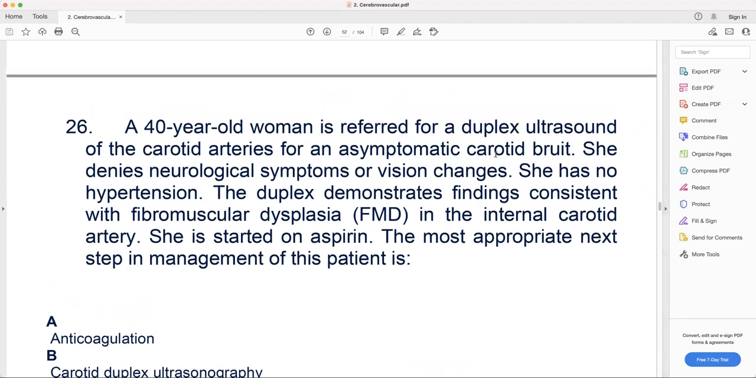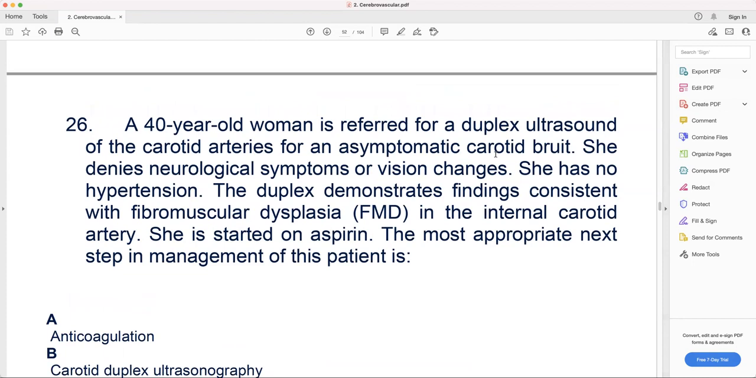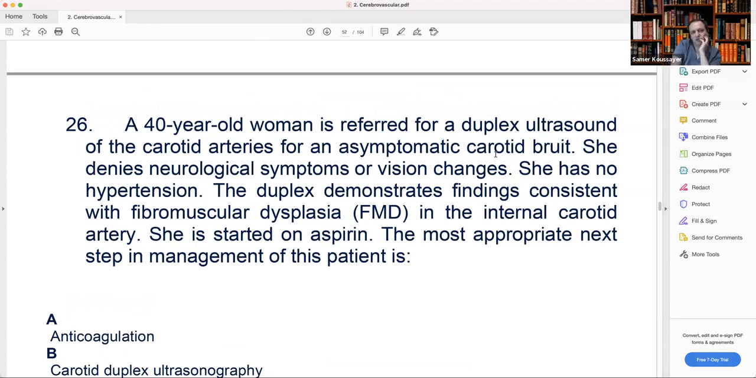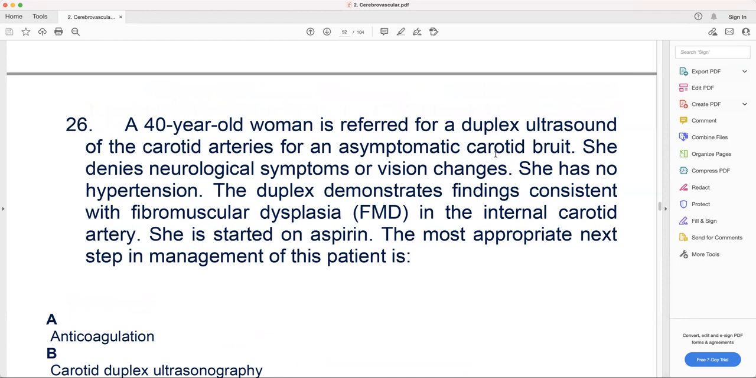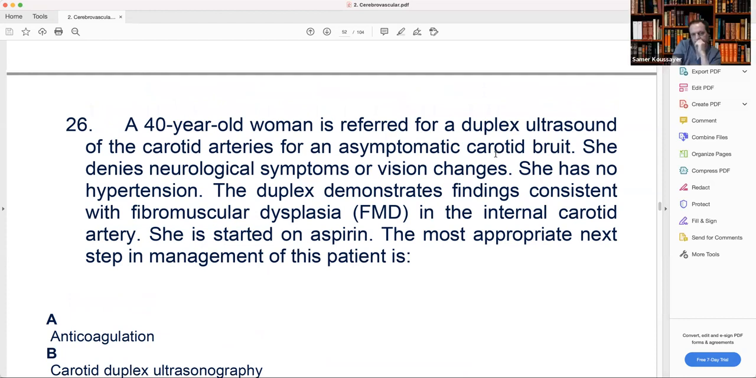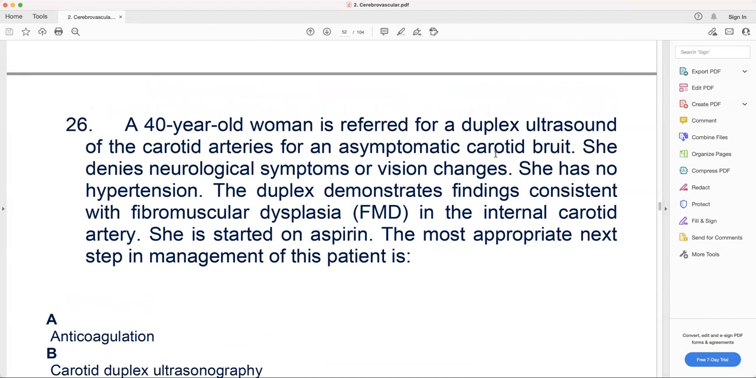I need to see the renal artery. Okay, before we do that, let's see what we have first. What the patient has: this is a 40-year-old lady referred for a duplex finding. So she has FMD, right? Yes. And she's asymptomatic, on aspirin.